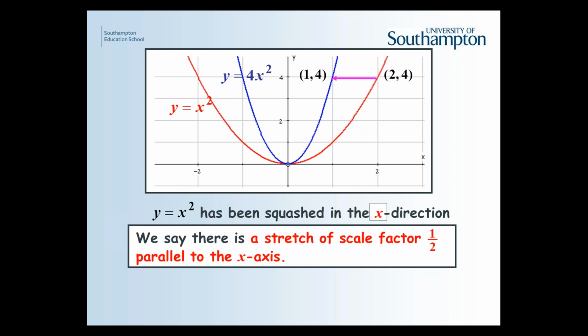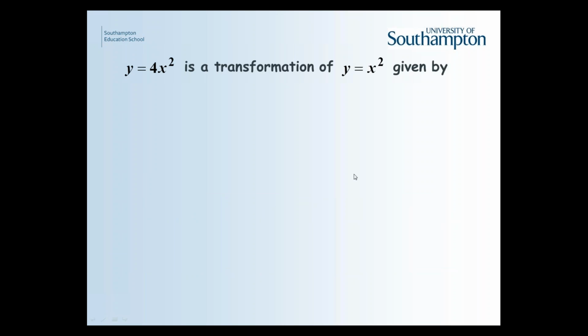It's not true of all graphs. For other graphs, you can still stretch them both ways, but it won't be mistaken for the other type. And were you asked to describe the transformation from this red graph to this blue graph, either one that you put would be correct. You could either say it was a stretch parallel to the y-axis of scale factor 4, or you could say that it's a stretch of scale factor 1/2 parallel to the x-axis.